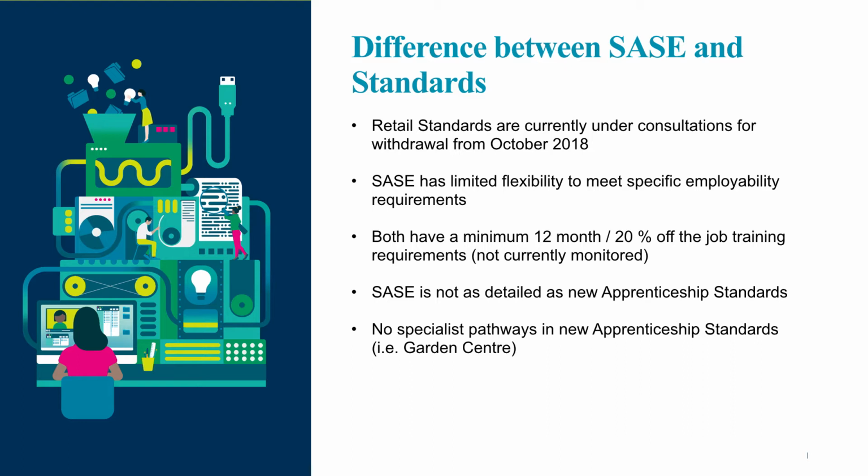Obviously, there are some similarities here. Both have a minimum 12-month requirement, and both still have a 20% off-the-job training requirement. Within SACE, there is a current 20% off-the-job training requirement, but at the moment that isn't actually being monitored. The government have realised that there are a lot of employers potentially misusing apprenticeships, and not necessarily allowing their staff time off the job to complete their learning. And this is how they're going to monitor it.